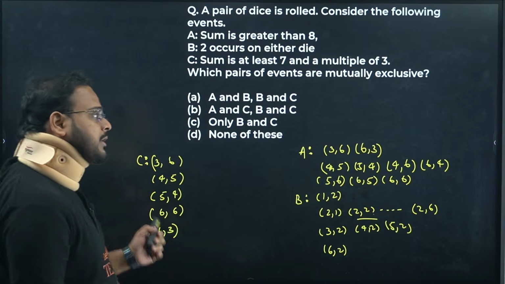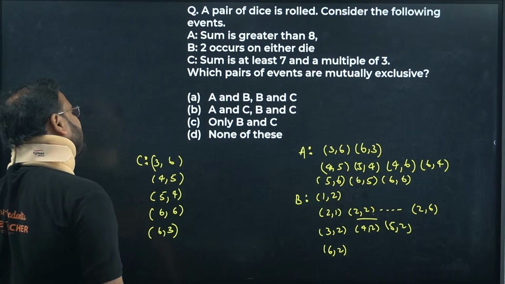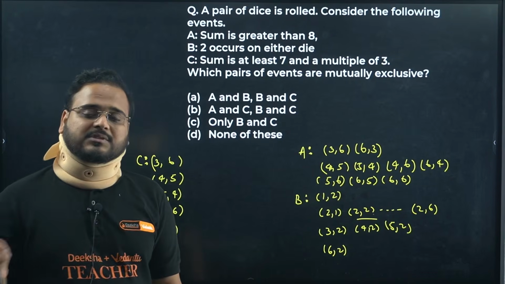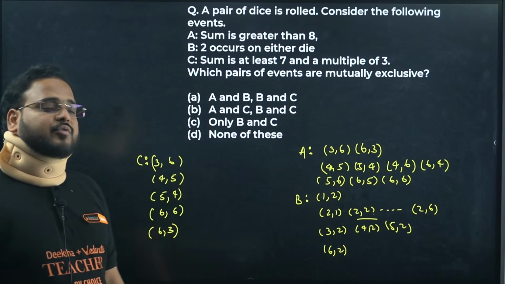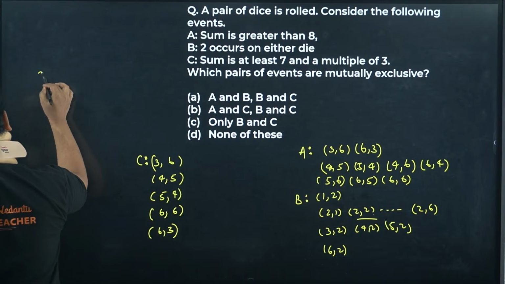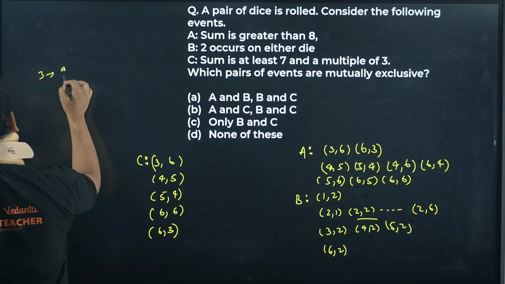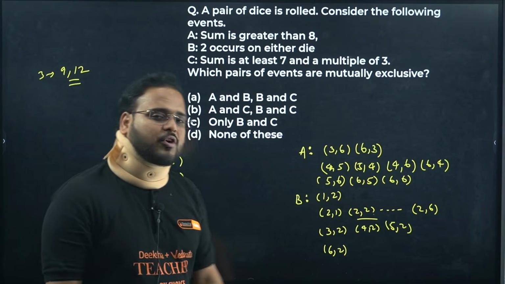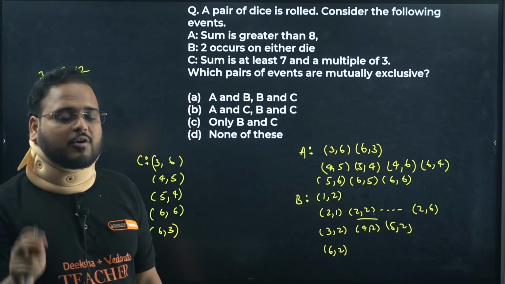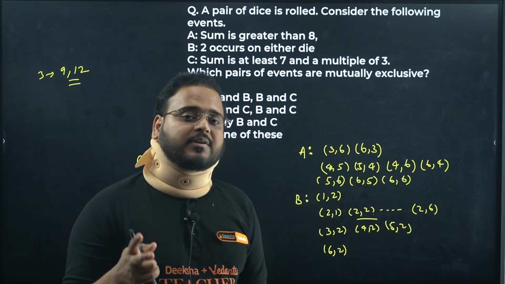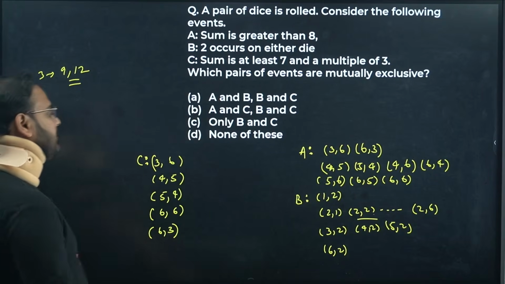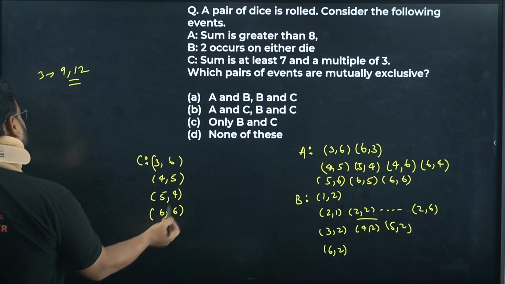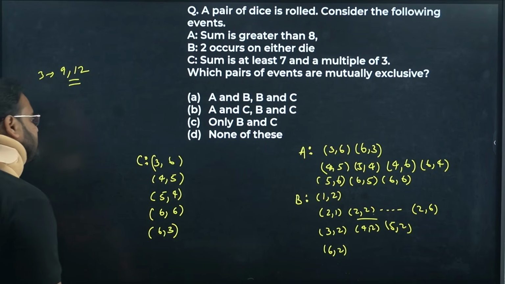But at least one of the outcomes is 2. C is what? Sum is at least 7, means 7 or more, and a multiple of 3. What are the multiples of 3 that are 7 or more? So we have 9 and 12. We cannot have more than that, because the maximum sum of 2 dice in a throw is 12 only. Here the ordered pairs: 3, 6, 4, 5, 5, 4, 6, 6 and 6, 3.